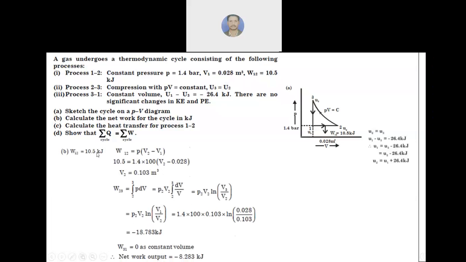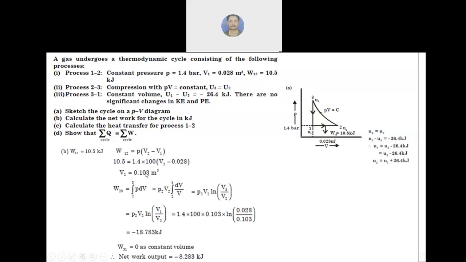What will be the formula for work done for the first process? For constant pressure process, work done is given by P into delta V. Delta V is nothing but V2 minus V1. This is the formula. Now W12 is given to you. Pressure is given how much? 1.4 bar. So convert into kilopascal. Why? Because work done is in kilo. So 1.4 into 100. Next V2 minus V1. V1 is given how much? This much, 1028. So from here you will get the value of V2.